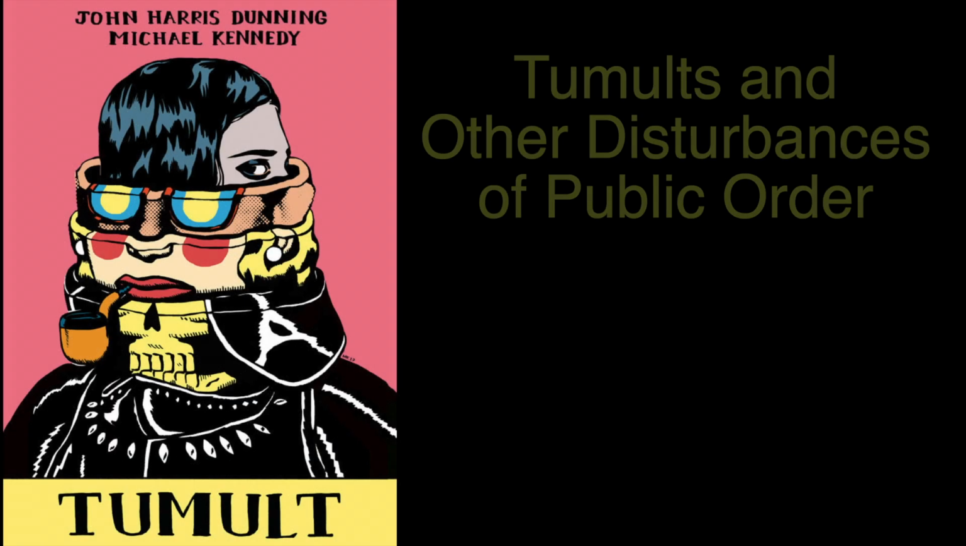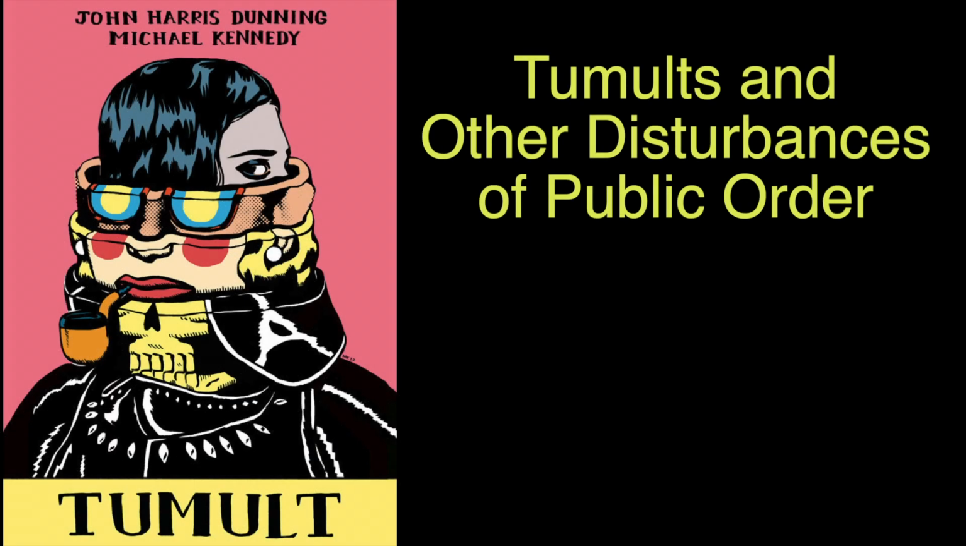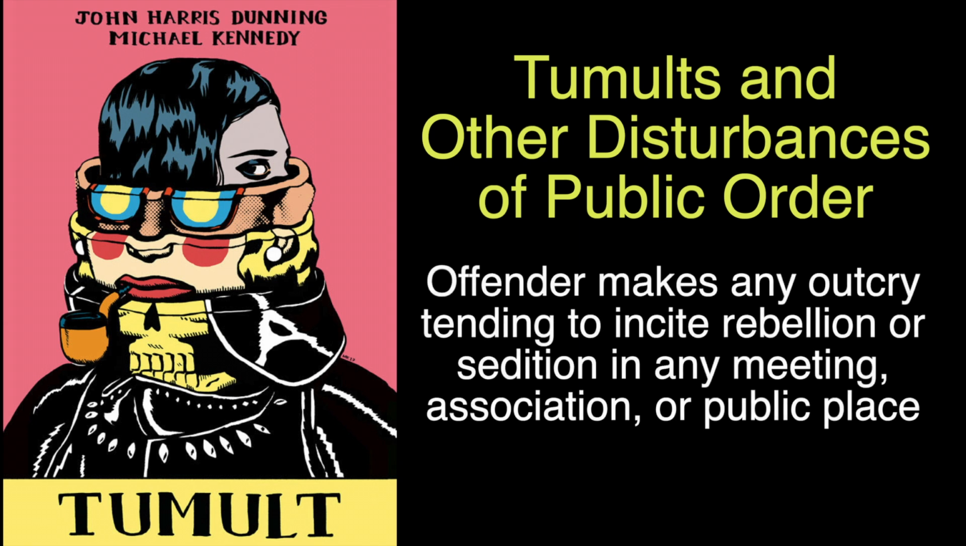Now, let's go to tumults and other disturbances of public order. In tumults and other disturbances of public order, an offender makes any outcry tending to incite rebellion or sedition in any meeting, association, or public place. So what is the difference of this from inciting to sedition and inciting to rebellion? They look the same, right?